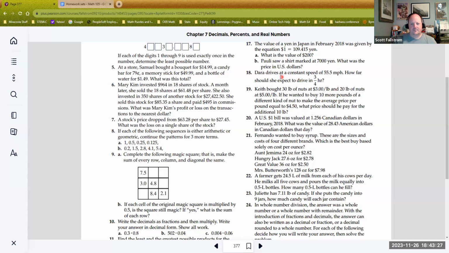Okay. There's my speed in miles per hour. How far did it drive in 3 hours? Now we're going to be multiplying a fraction and a decimal number together. Not really a huge issue here.